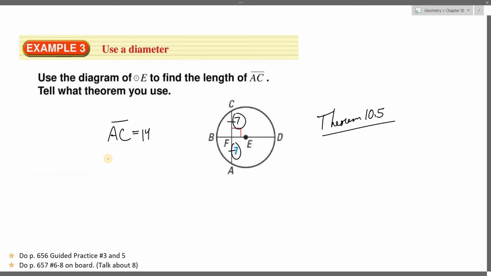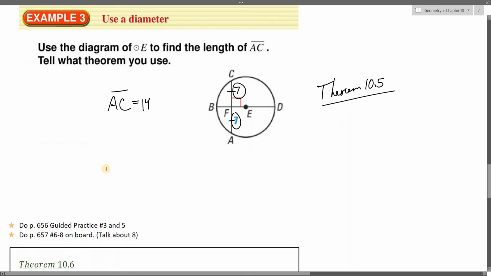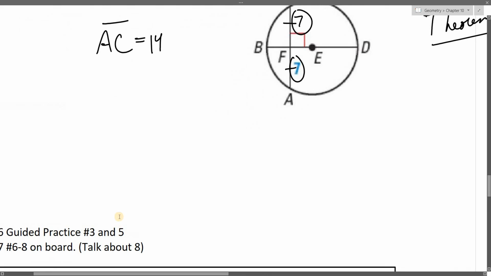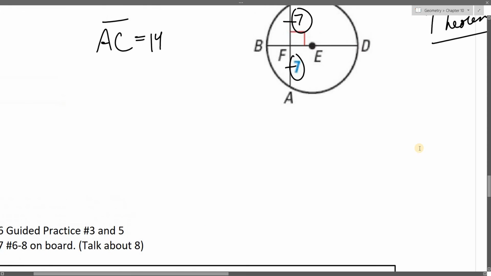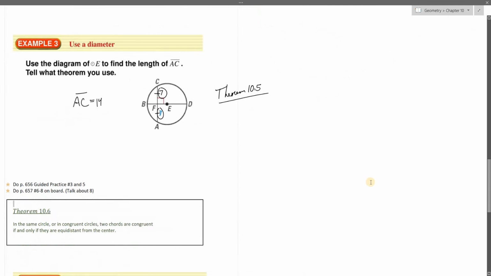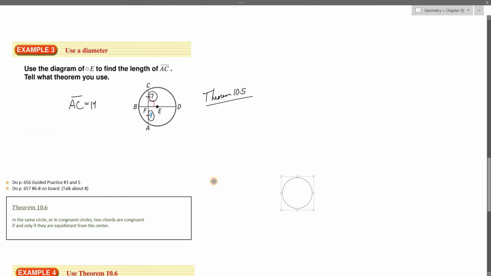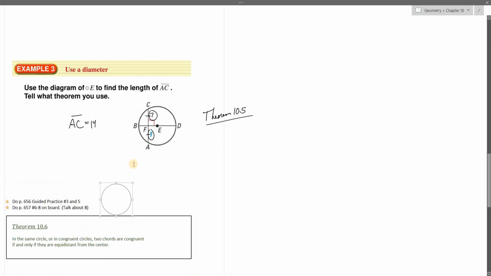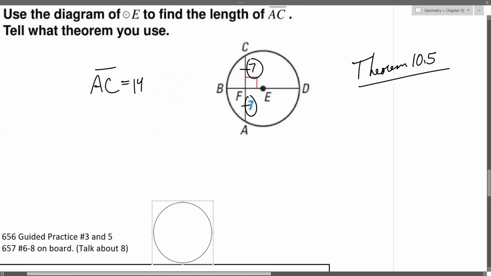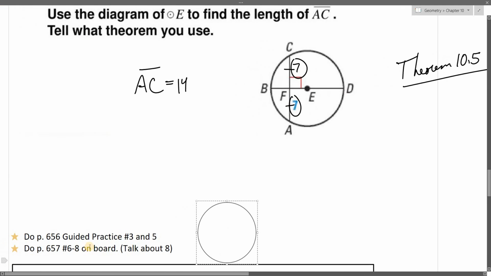All right, I'm going to give just a moment to look through the guided practice, and we'll do them together. Page 656, let's zoom this in a little bit. I do need my circle back, so coming back from this, paste a circle, pull this over. All right, we can use this for 3 and 5. We will skip 4. You can do it on your own. Let's talk about it. So we got 3 and 5.